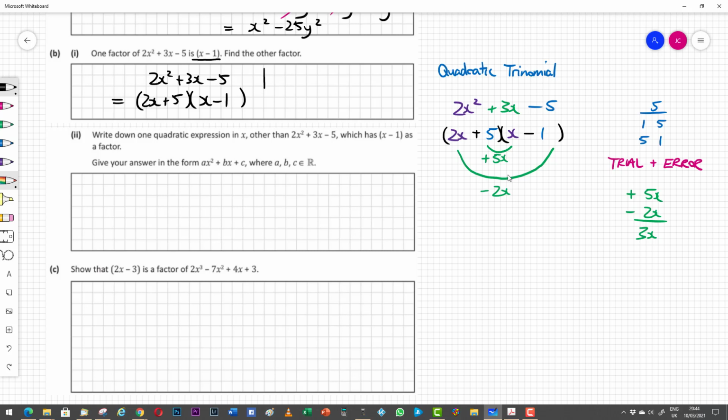But be careful, the question doesn't say to factorize it. It says what's the other factor. And so the other factor is 2x plus 5. And that's the answer to this question.